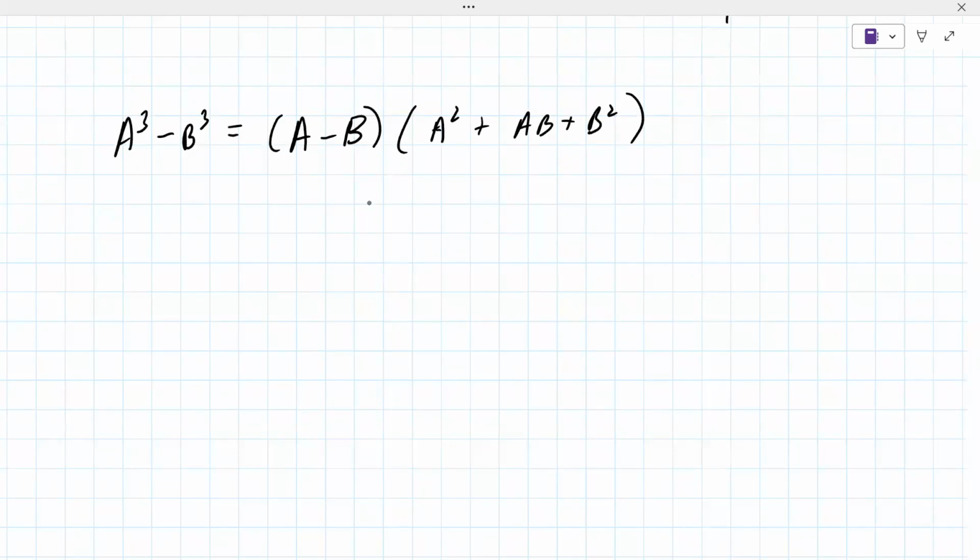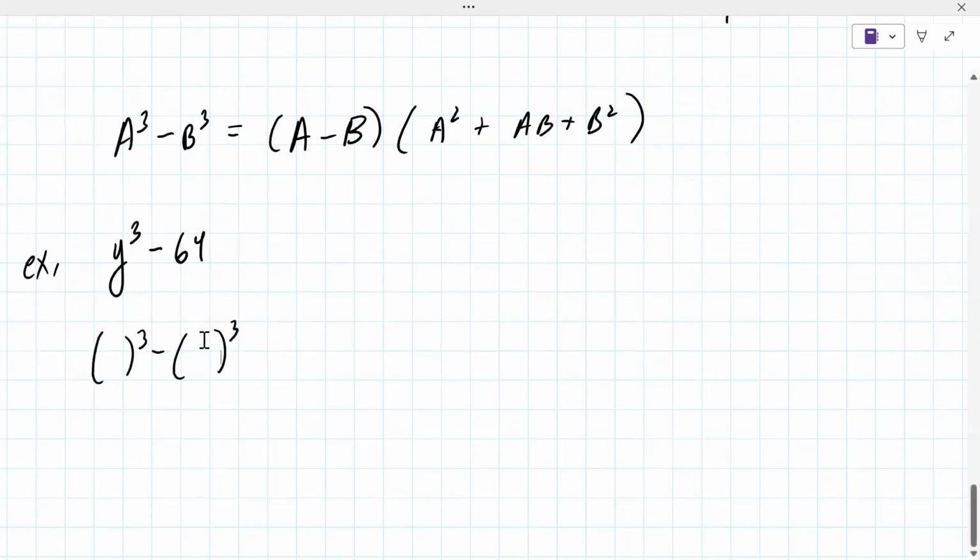So next one here, let's do another example. Let's say it's y cubed minus 64. Okay, so again, you've got to figure out what is it cubed minus what is it cubed, and I think it's really good to write it this way, where it's in parentheses.